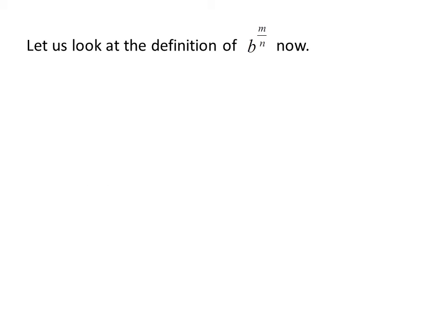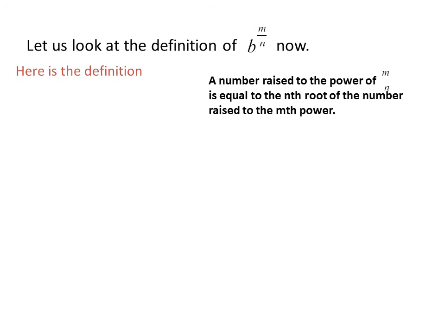Now, let's look at the definition of this one, the same thing, b raised to m over n. Now, here's what the definition says. A number raised to a power of m over n is equal to the nth root, remember like square root, of the number raised to the power of m, or the mth power. So, here's an example I chose. 8 raised to 2/3. Now, we don't have 1/3, we have 2/3. So, how do we do this?